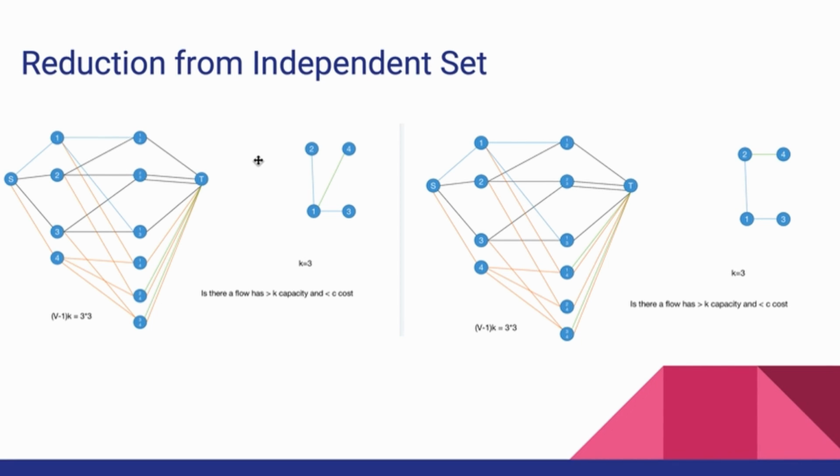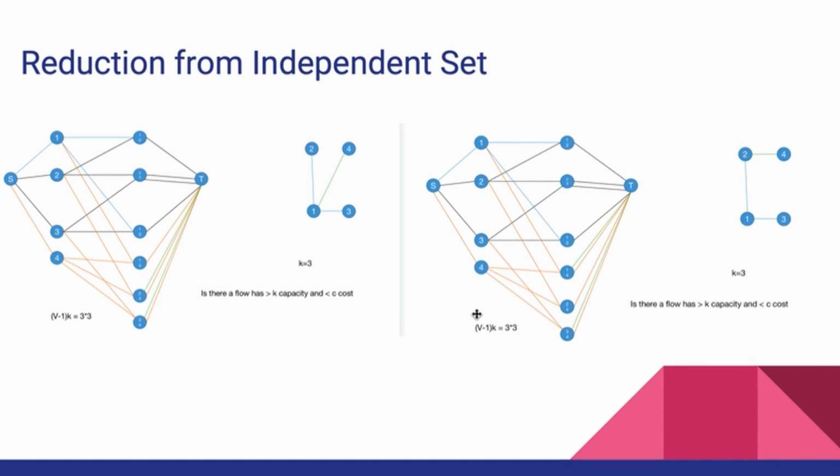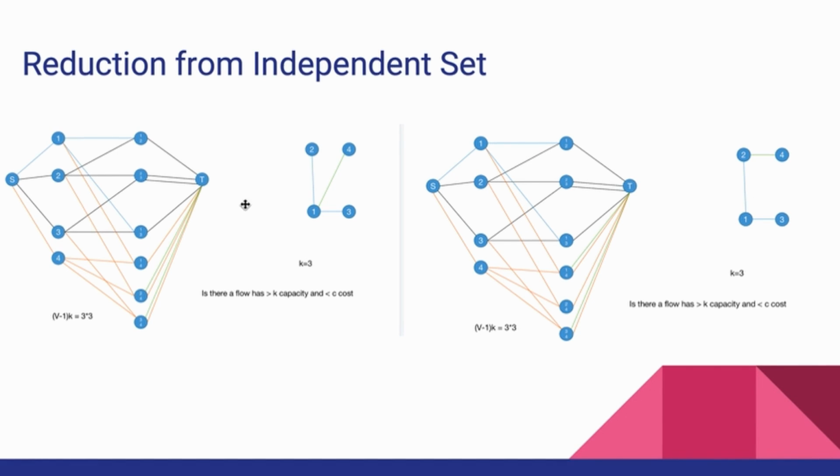So 2-4 must not be connected to 3-4. If it is connected, then you can see this independent set graph has only k equals 2, not 3, and this will not reach 3 multiplied by 3, but 2 squared. The graph is shown on the right side. These two graphs are identical problems.